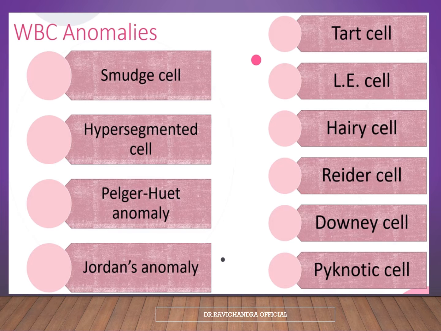Now we will discuss WBC anomalies. In this, there will be smudge cells, hypersegmented cells, Pelger-Huet anomaly, Jordan's anomaly, Tart cells, LE cells, hairy cells, Reed cells, Downey cells, pyknotic cells. We will discuss one by one.